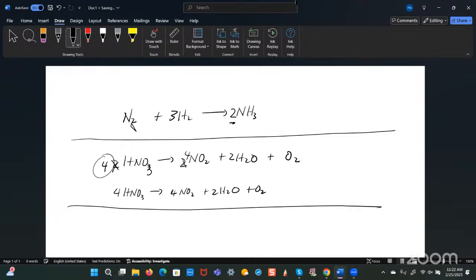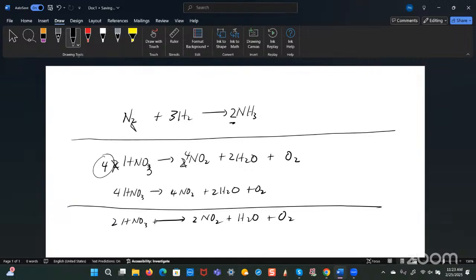Now let me just show you another way of doing it. This is the way I would prefer to do it. I'm going to go back to where we had 2HNO3 to give 4NO2 plus H2O plus O2. And we had a 2 here, all right?